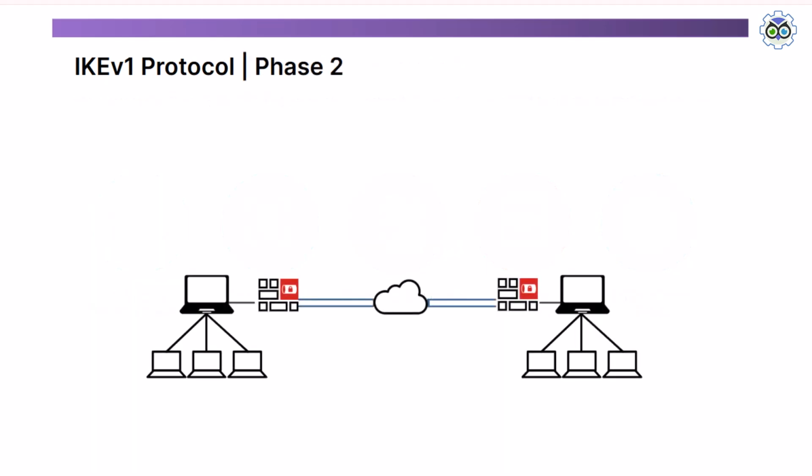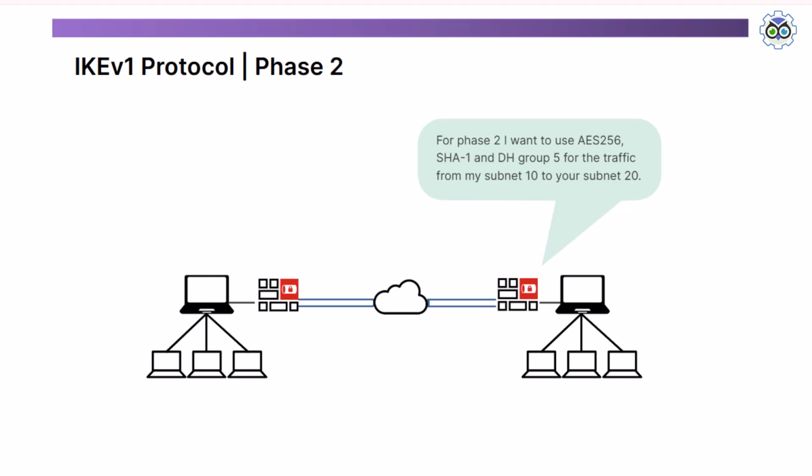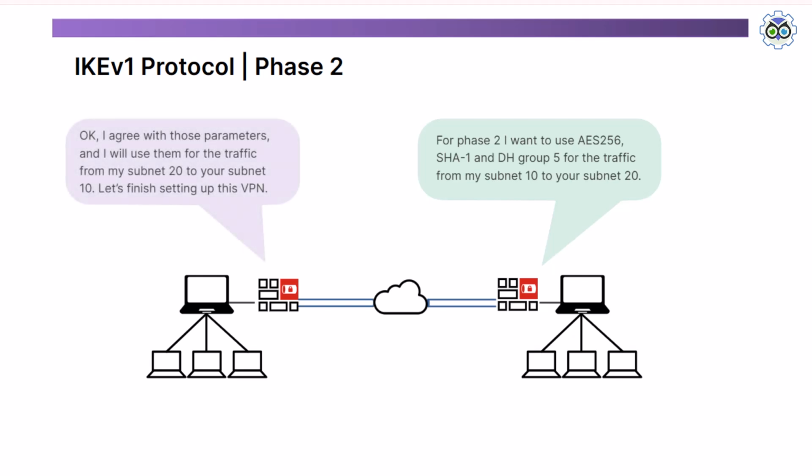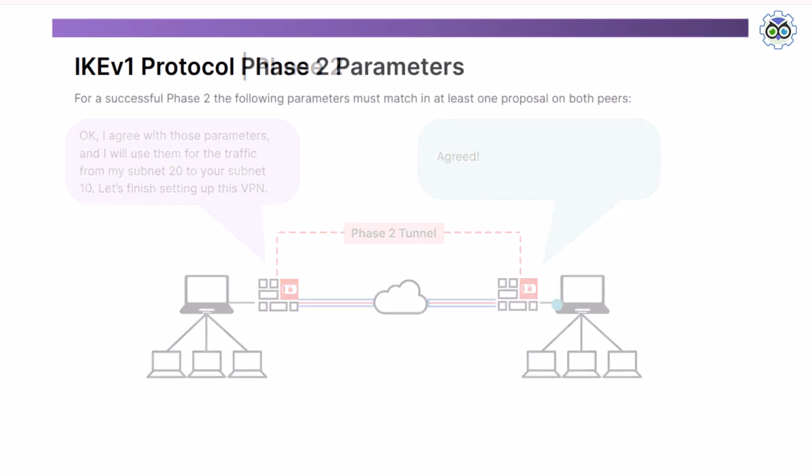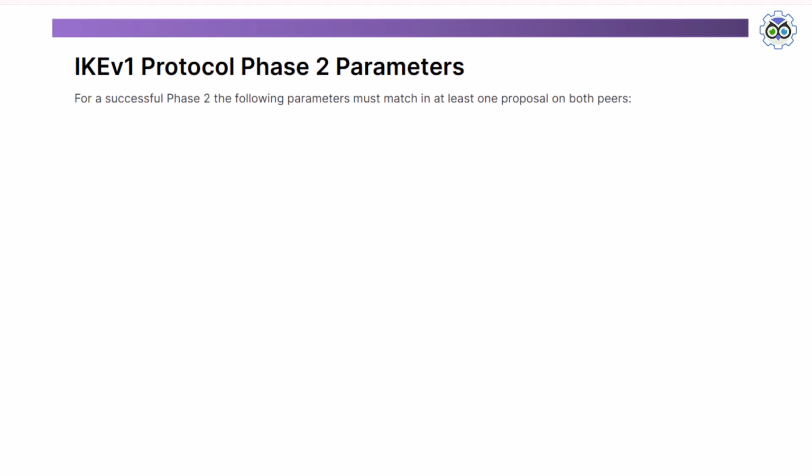In Phase 2, both peer devices determine which traffic must be sent over the VPN and how it will be authenticated and encrypted. In this phase, a subtunnel of the parent Phase 1 tunnel is created. This subtunnel acts as the data plane. Like Phase 1, the peers can be configured with several Phase 2 proposals.